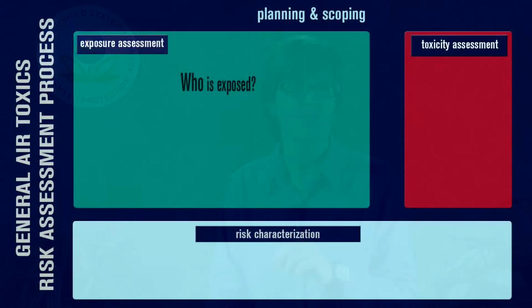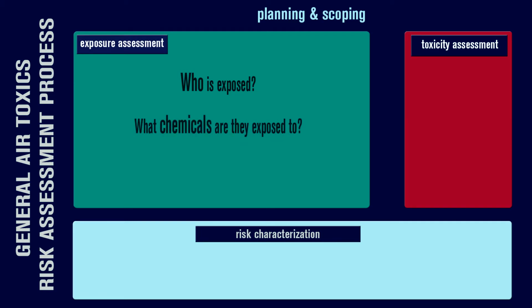Now, when we do each individual part of these assessments, we answer certain questions. For example, when we do an exposure assessment, the first thing that we ask is who's exposed? What chemicals are they exposed to? And how does that exposure occur? In most cases, in our program anyway, we are looking at the air pathway.